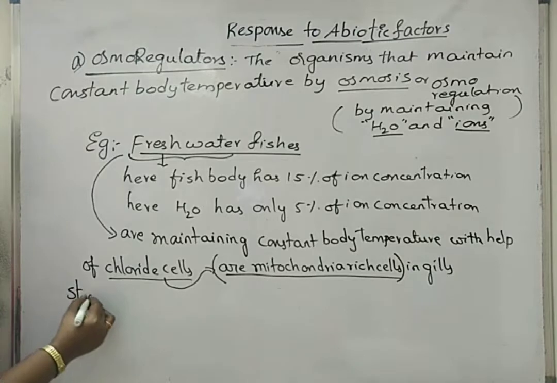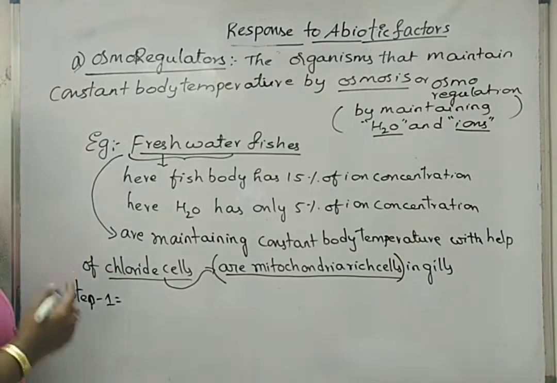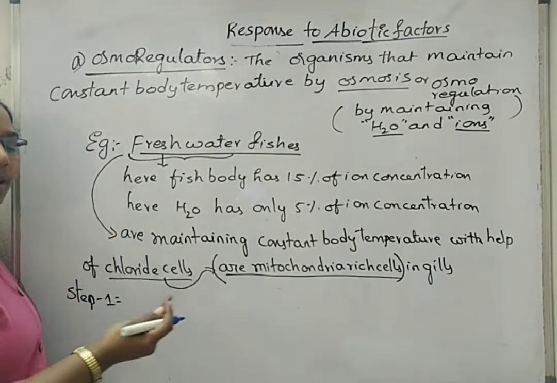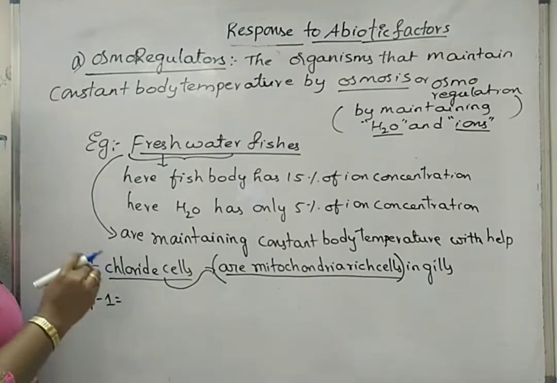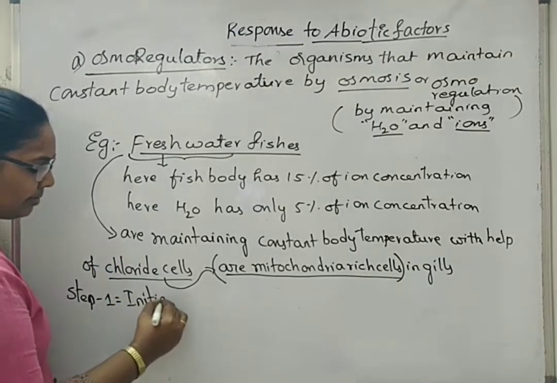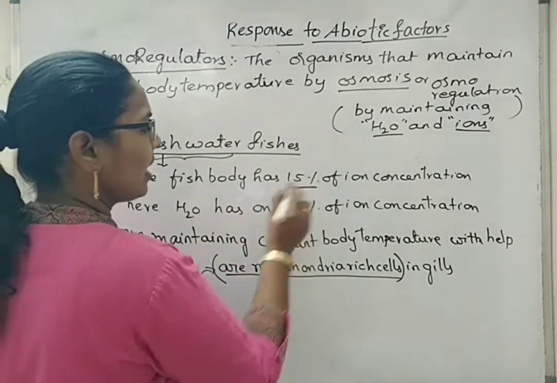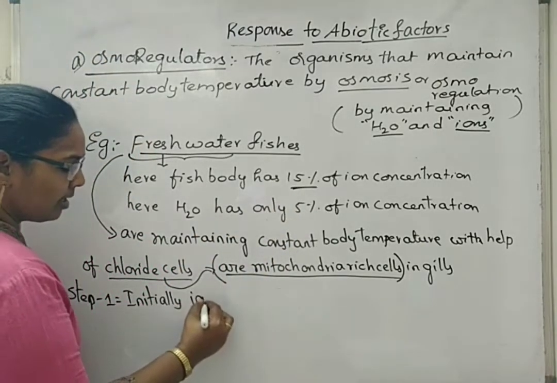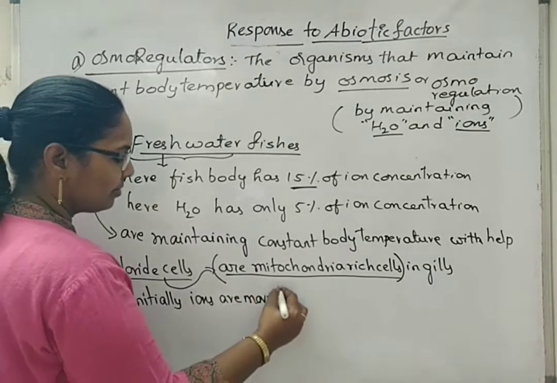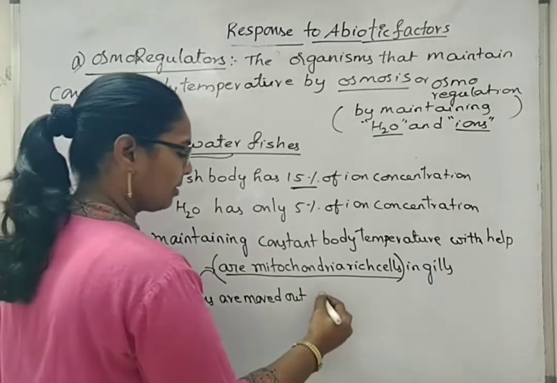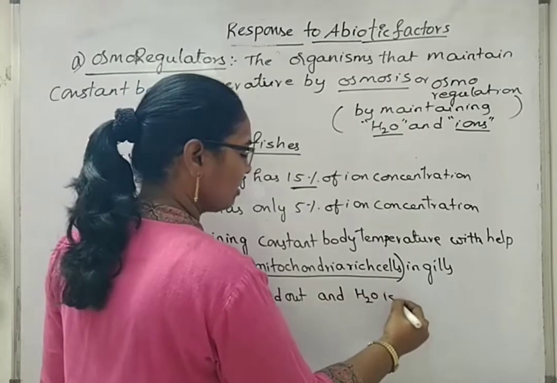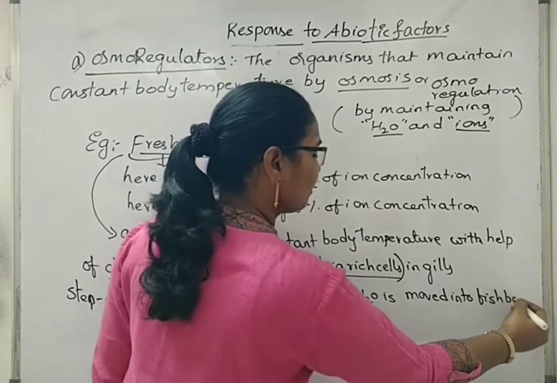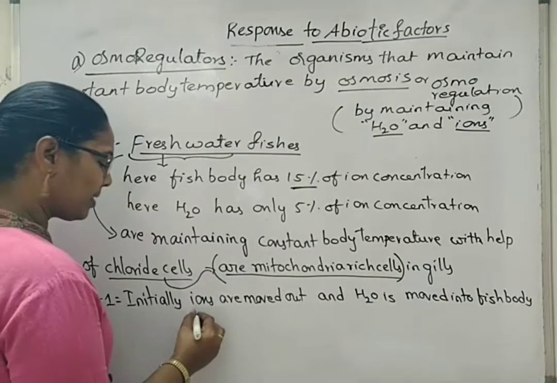So what is happening in the initial stage? In step 1, initially ions from the body of the fish will be moving out and water will be moving into the body by a passive process. Movement of these ions happens because inside the body there is more solute concentration. So initially ions are moved out and water is moved into the fish body. This process happens passively.